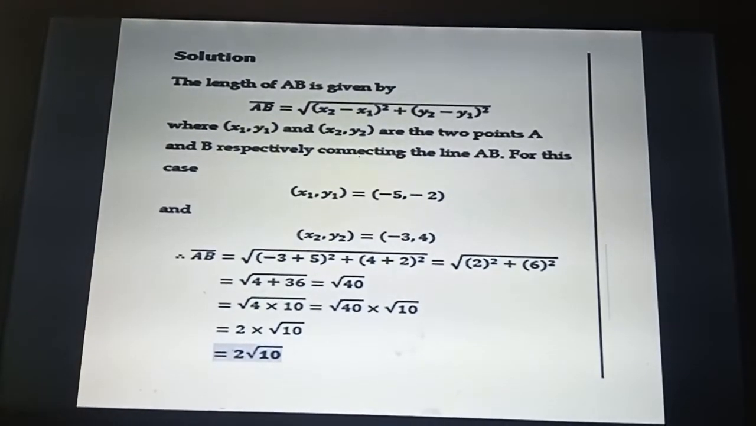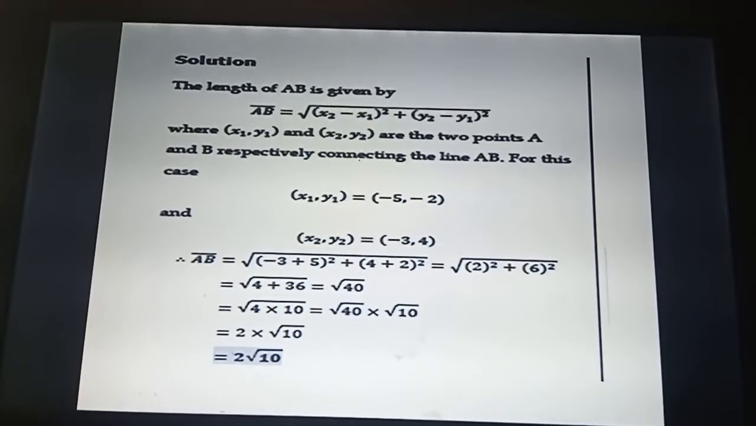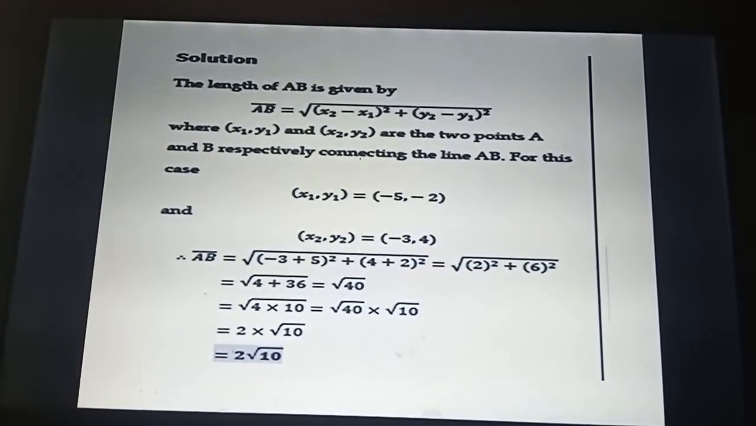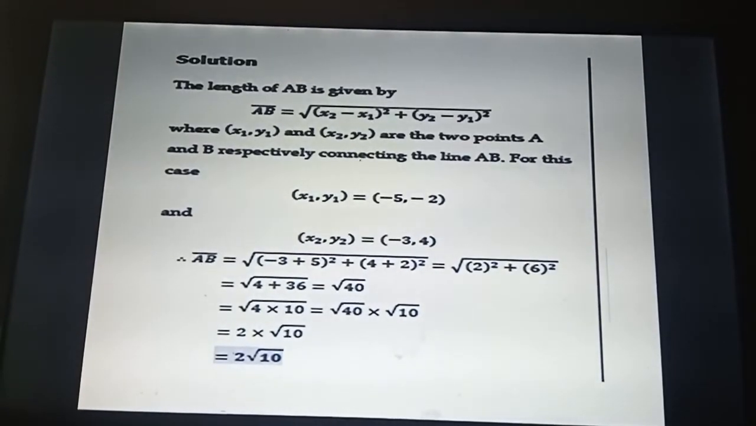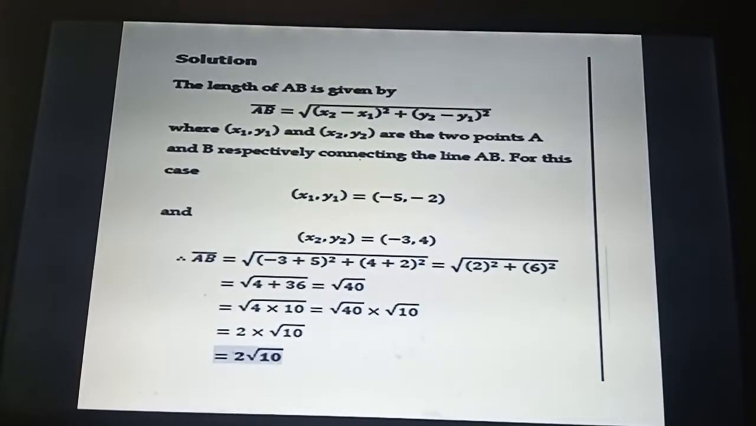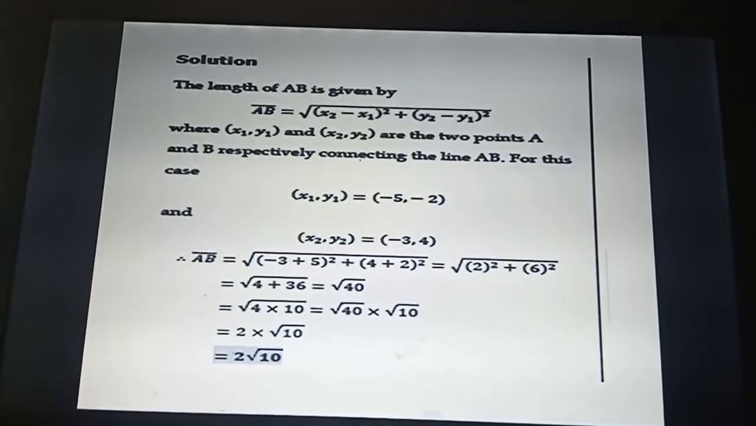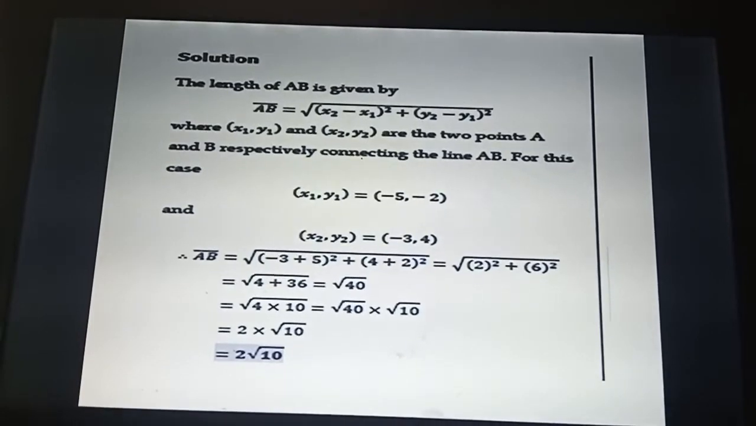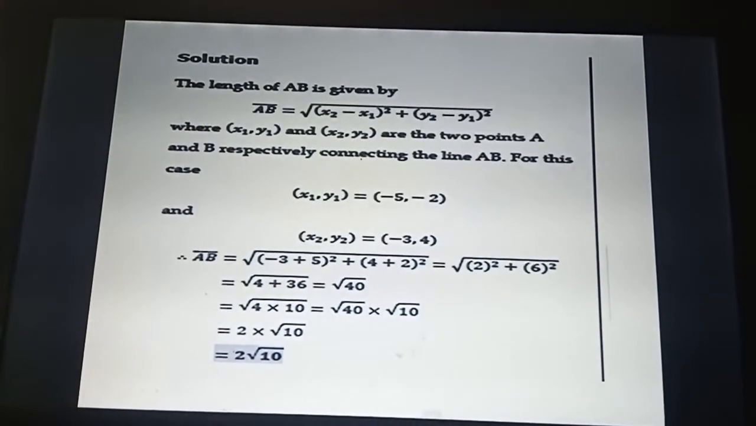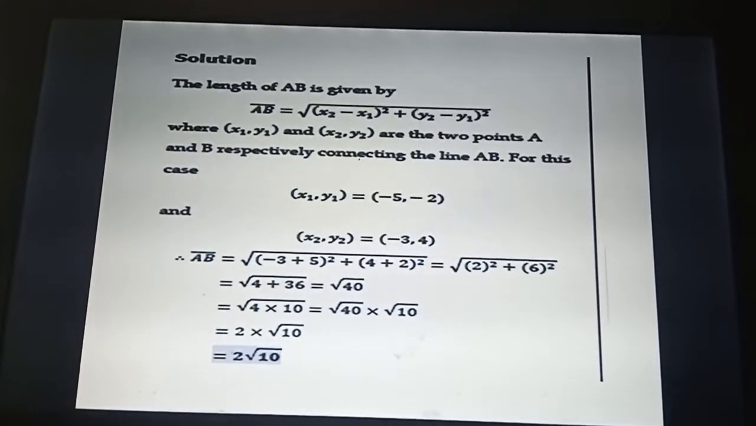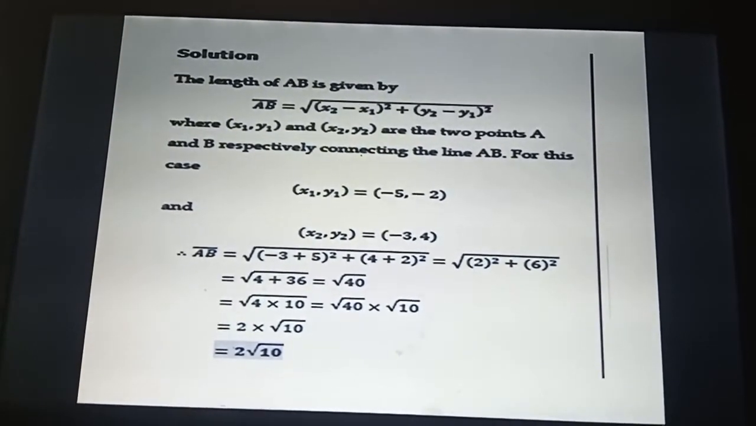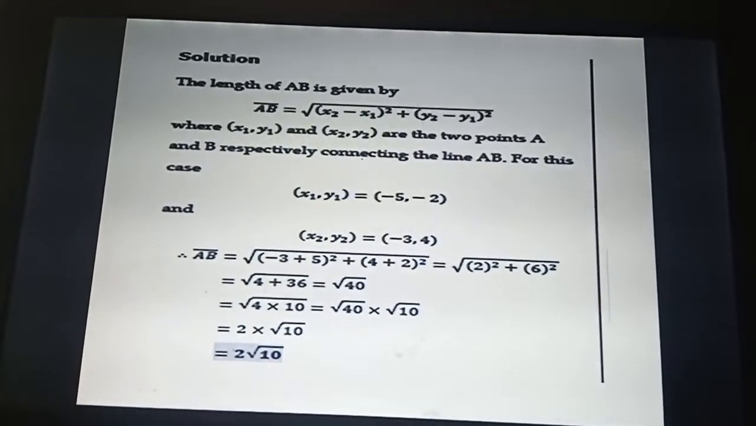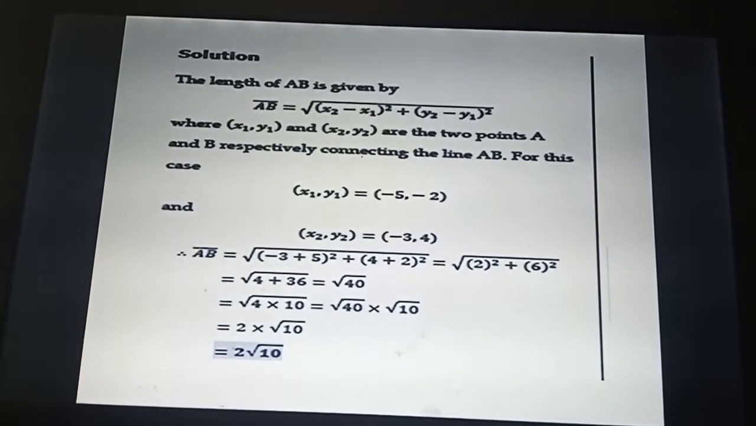Whenever you see x1, you should substitute it as -5. y1, you should substitute it by -2. x2, you should substitute it by -3. y2, you should substitute it by 4. As you can see here, square root of (-3 plus 5) all squared plus (4 plus 2) all squared, which is equal to what?